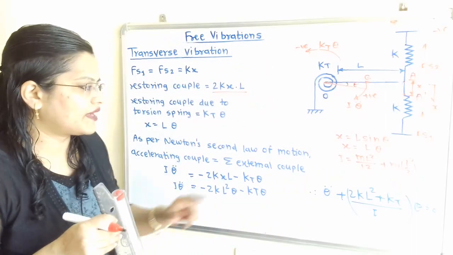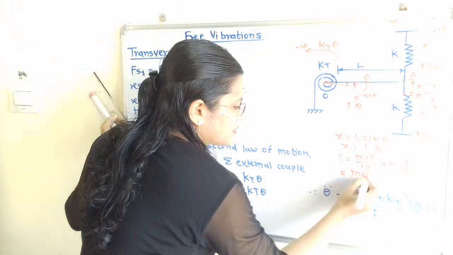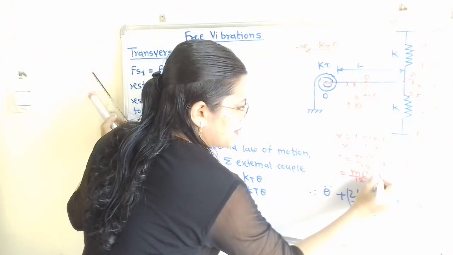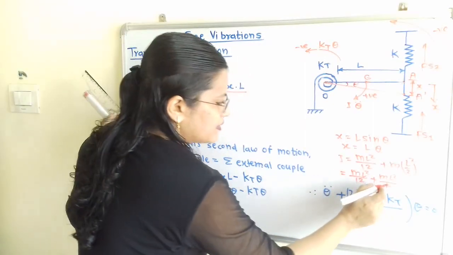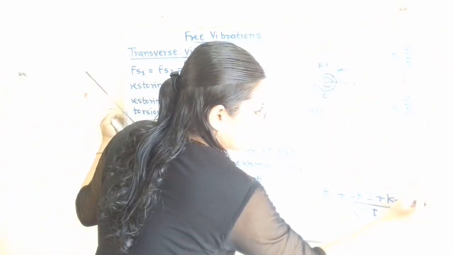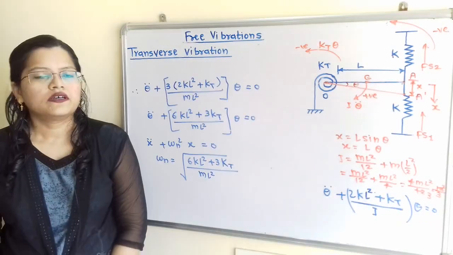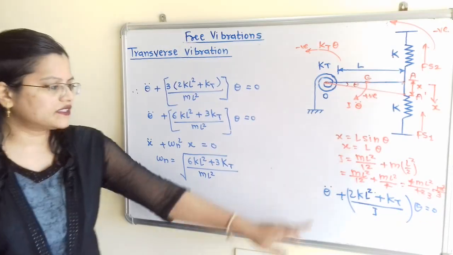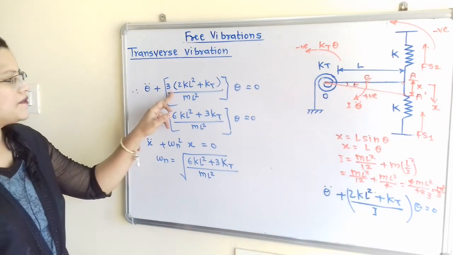Now we will simplify this. How can we simplify? I will write here ml square by 12 plus m L square by 4. Again we will simplify this. Here 4 ml square divided by 12. So again the final answer is ml square by 3. This is known as the parallel axis theorem. Now we will put the value of I in this equation and simplify it. So ml square by 3, the 3 will transfer to the numerator.